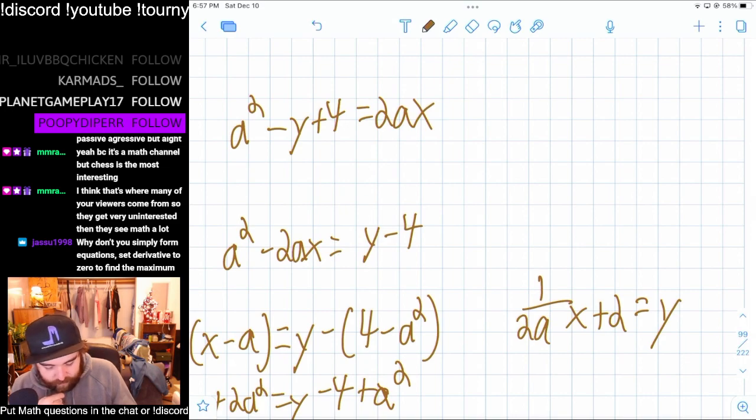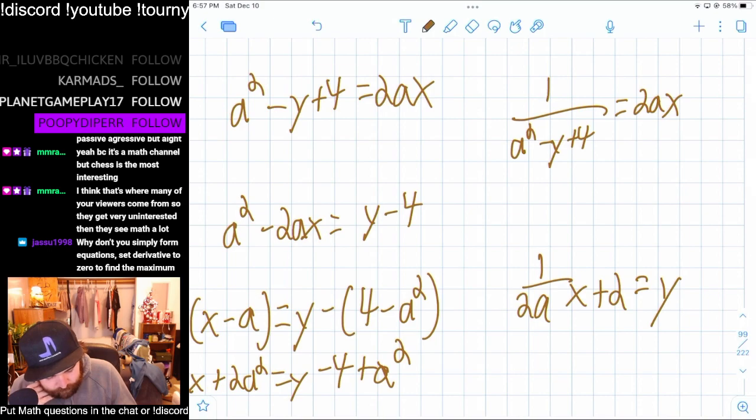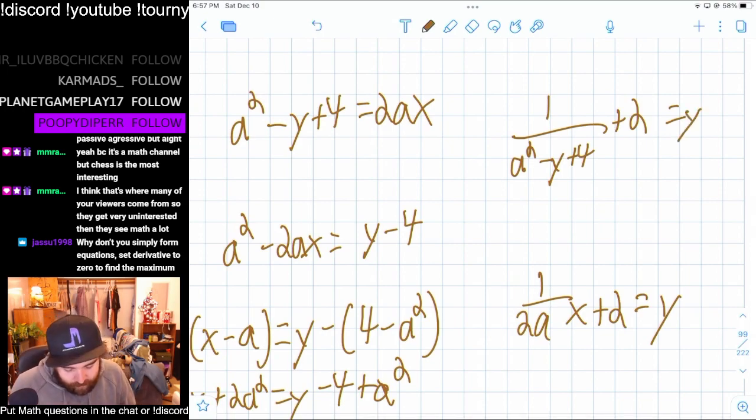But then I just have an equation involving a and y. And the y is not going to just go away, right? I'm going to have 1 over a squared minus y plus 4 equals 2ax. So then I'd end up, equals 2ax. What? No, equals y. Also, there's the plus 2 there. Geez, that looks like it's on the bottom, but there's the plus 2 there. Equals y. And that really messes it up. Holy moly, that really messes it up.